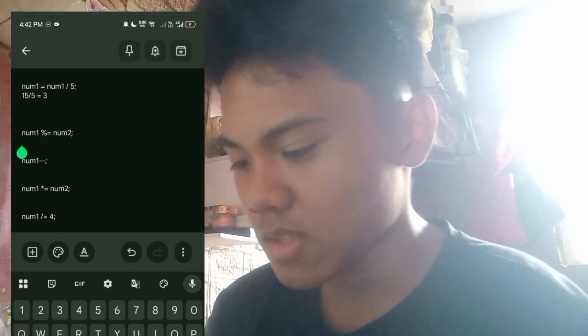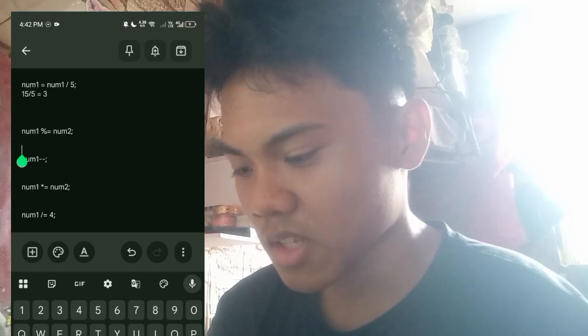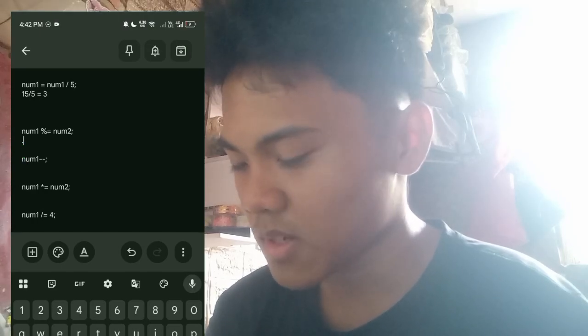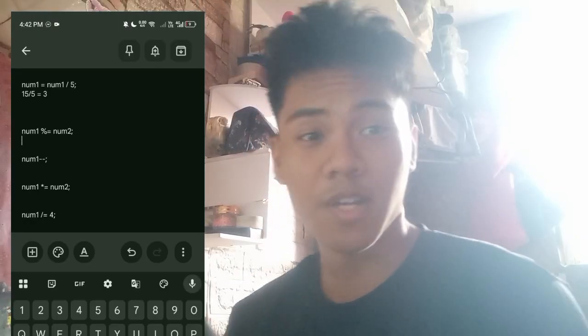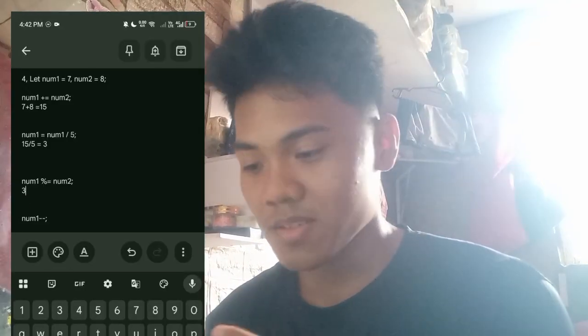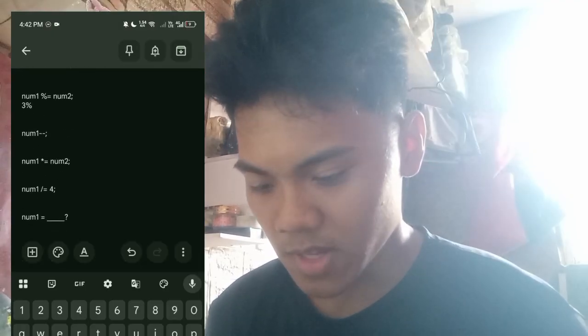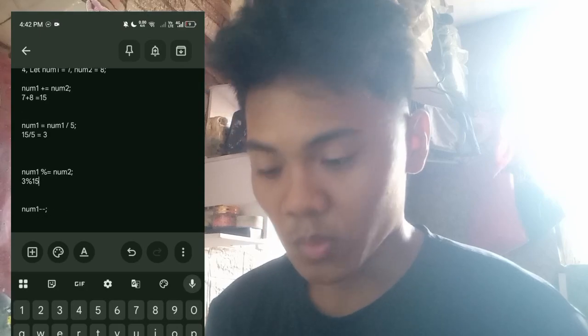Then the next one is num1 percent equals num2. The percentage just means the modulus part. This one is a bit complicated, so if we actually put 3 divided by 8, it will be 0.375 with a decimal point.